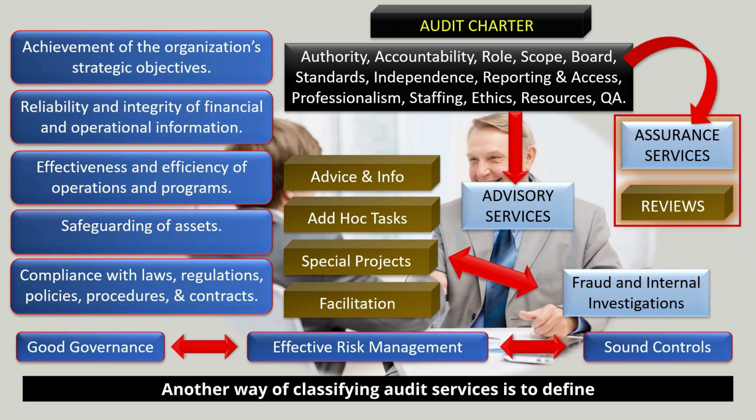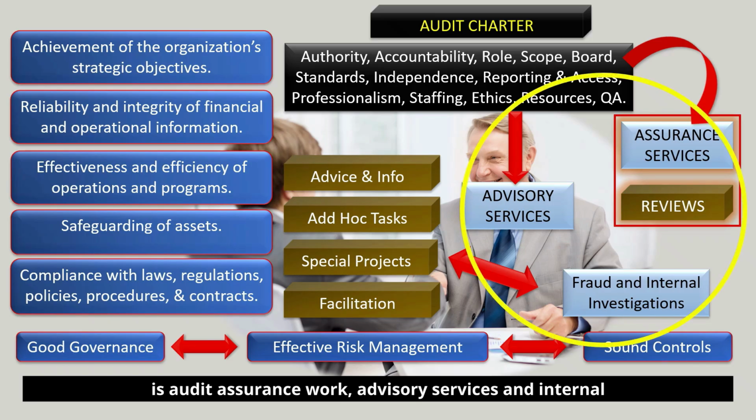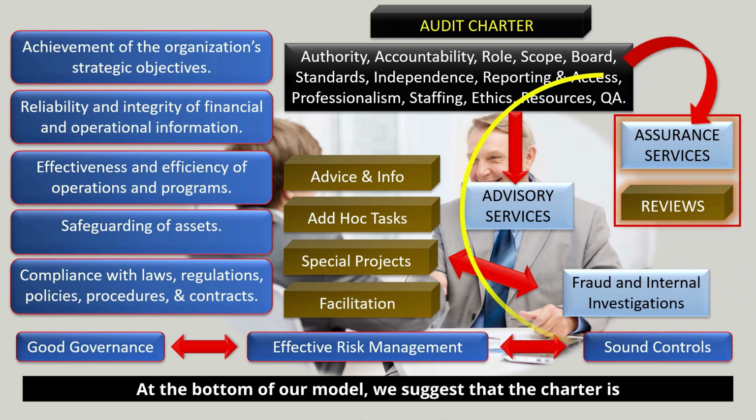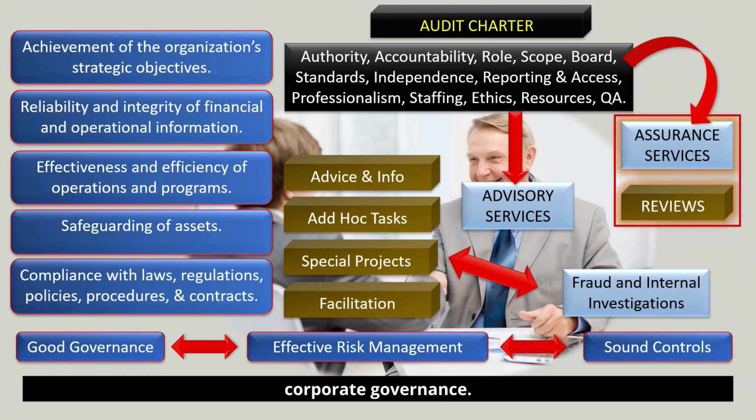Another way of classifying audit services is to define 3 categories of work, that is, audit assurance work, advisory services, and internal investigations. At the bottom of our model, we suggest that the Charter is set against the backdrop of corporate governance. By suggesting that governance processes, risk management, and controls underpin the wide reach of the audit role, the idea is to promote good governance by effective risk management using, where appropriate, sound controls.